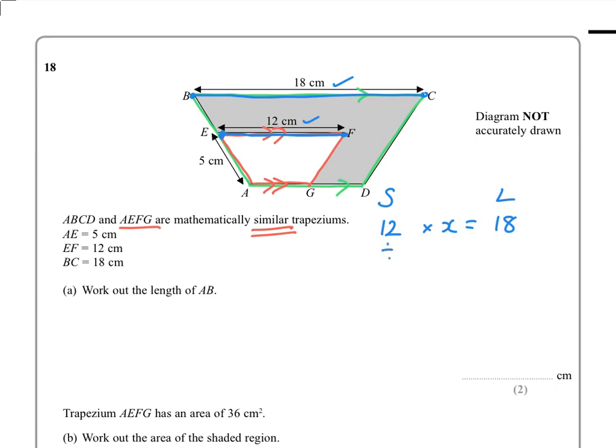So if we divide both sides by 12 here, we'll end up with x, which is the scale factor of enlargement, is 18 divided by 12. Well, 18 is 3 times 6 and 12 is 2 times 6. So we get the scale factor of enlargement is 3 over 2 or 1.5. So we'll write that down.